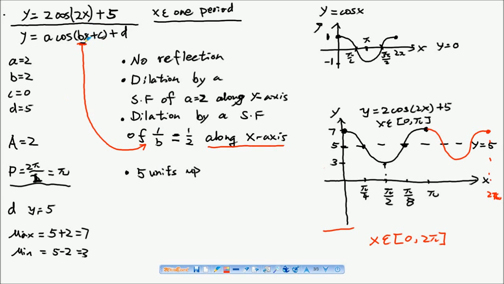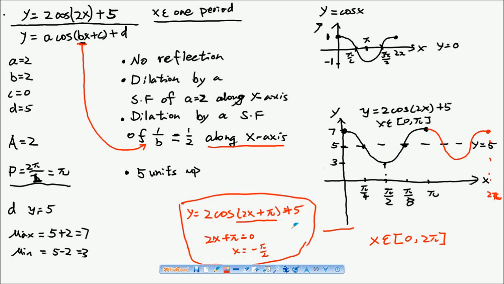Also, in this case the constant C is 0, but say if there's a value there, say y equals 2 cosine of (2x plus pi) plus 5, you need to find the horizontal shift of the graph, which is make whatever in the bracket equals 0, and x will be minus pi on 2. It means we have to move the graph to the left by pi on 2 units. So this is pi on 2 there. So basically you move the whole thing over to become something like this.